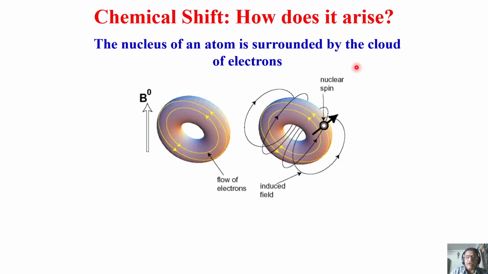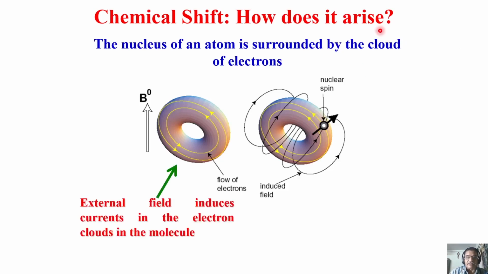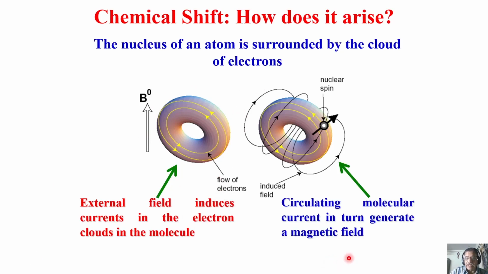So there are two interesting phenomena that take place simultaneously. When you put the molecule of your interest in the external magnetic field, there is a very big magnetic field. The external field induces currents in the electron clouds of the molecule. It induces current. See, electrons start flowing like this. It induces currents in the electron clouds. Subsequently, the circulating molecular current in turn generates a magnetic field.